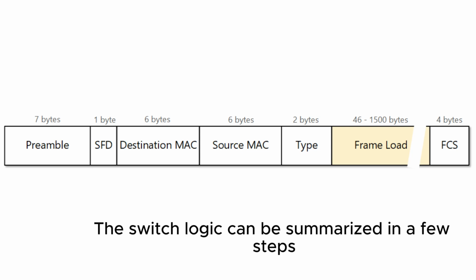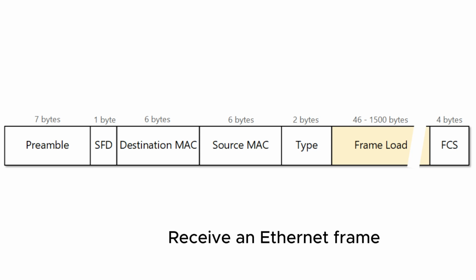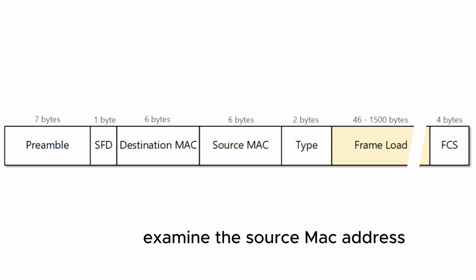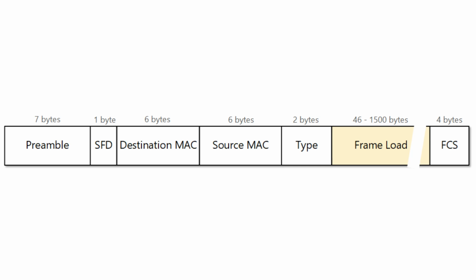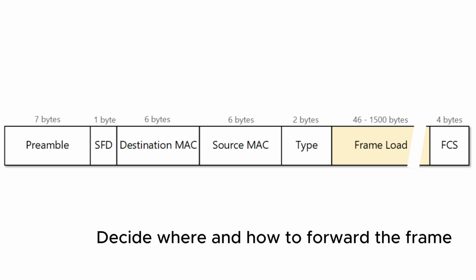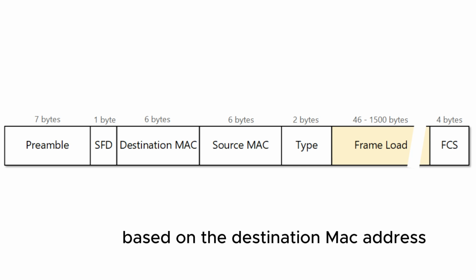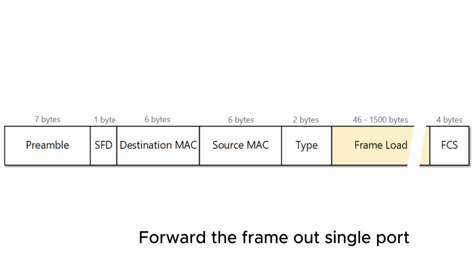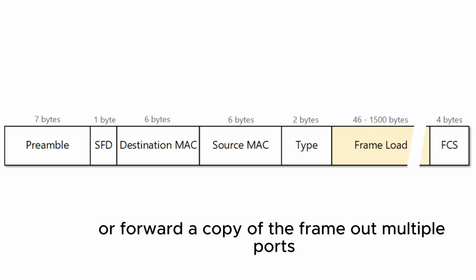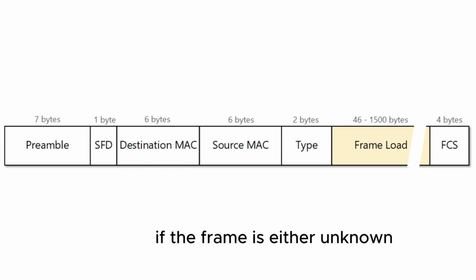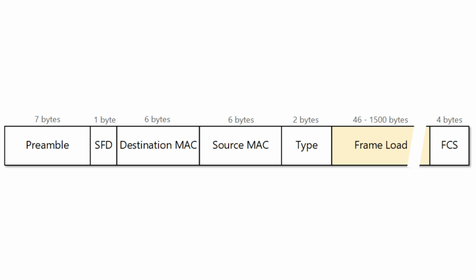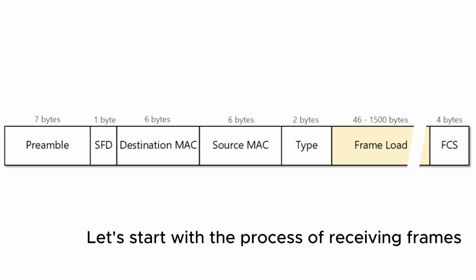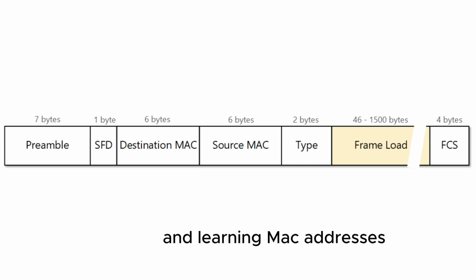The switch logic can be summarized in a few steps. Receive an Ethernet frame, examine the source MAC address, and update its MAC address table. Decide where and how to forward the frame based on the destination MAC address. Forward the frame out a single port, or forward a copy of the frame out multiple ports, if the frame is either unknown unicast or broadcast. Let's start with the process of receiving frames and learning MAC addresses.